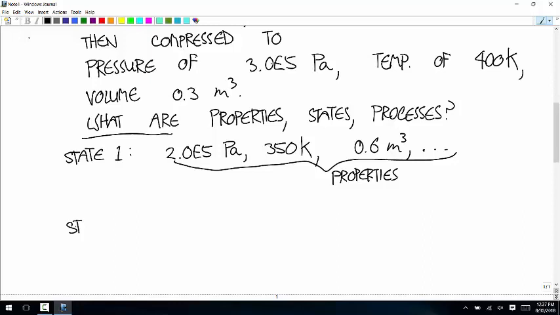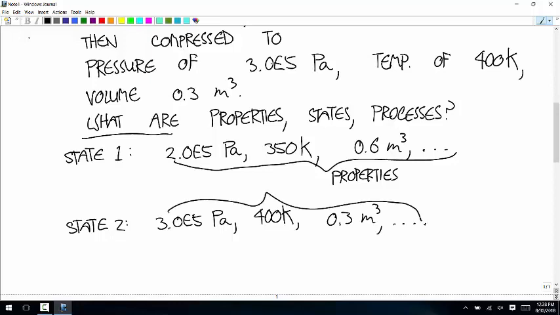And then state 2 has the pressure of 3.0 times 10 to the fifth pascals, the temperature of 400 Kelvin, the volume of 0.3 cubic meters, and a million more things you could describe. These are all properties. And the process is the transition going from state 1 to state 2. So this is the process.